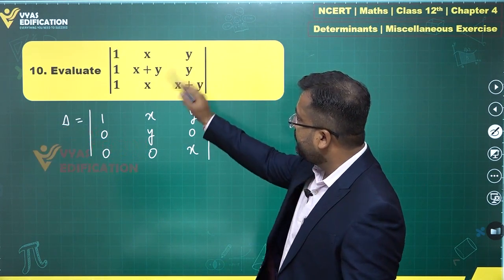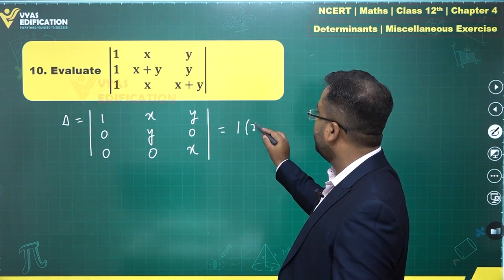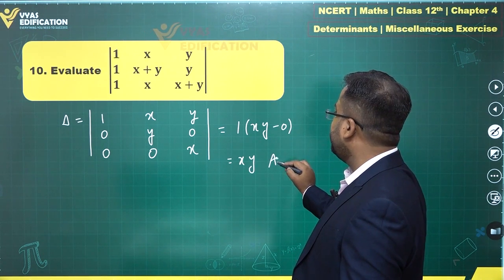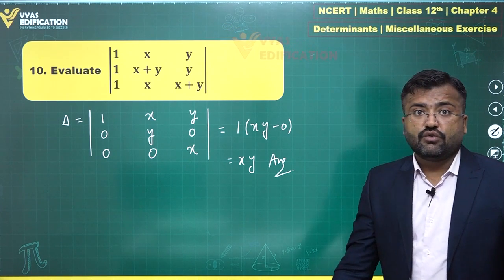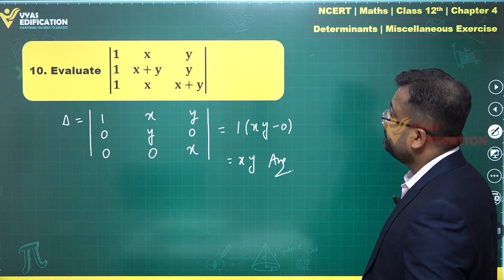And on expanding along the first column, what you get is 1 times xy minus 0. Other terms are 0, this is simply xy. And yes, that is the answer for this question over here. That's pretty simple. Let's move on to the next one.